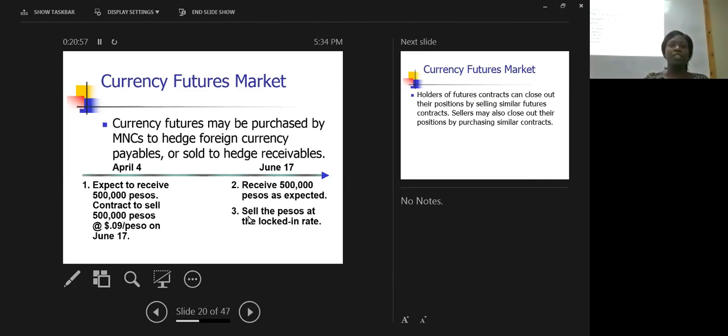Currency futures contracts may be purchased by MNCs to hedge foreign currency payables. So this is hedging. You want to buy to hedge a payable, or you want to sell to hedge a receivable in a particular currency. Let's say you are expected to receive 500,000 pesos, and you're always assuming that your currency is dollars. So you would want to sell pesos in exchange for dollars. So you have a contract to sell 500,000 pesos at $0.09 per peso.